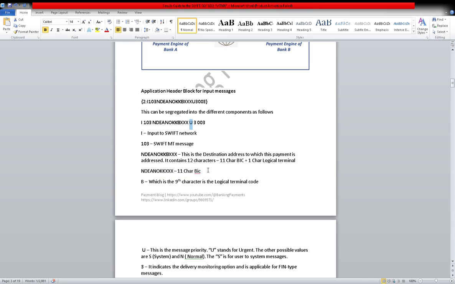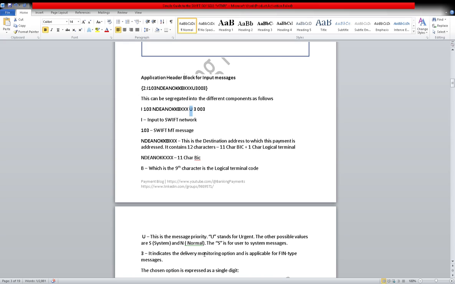What is U here? U is message priority, meaning urgent. If U is mentioned here, this is an urgent message. U means urgent here. Let me open yesterday's message and see what is written here.